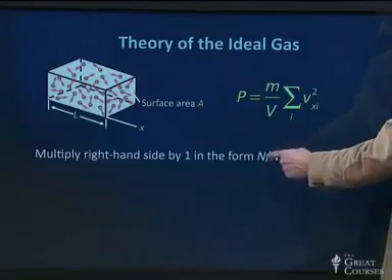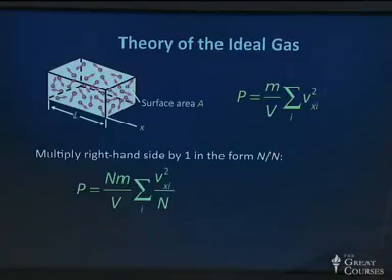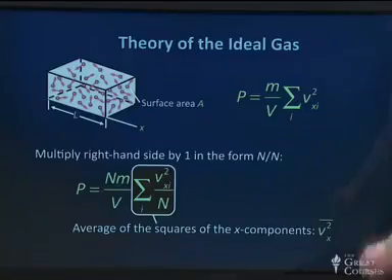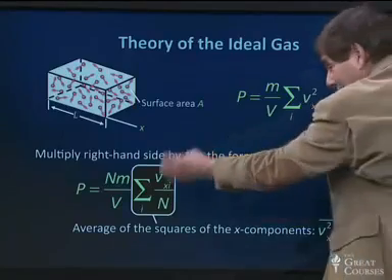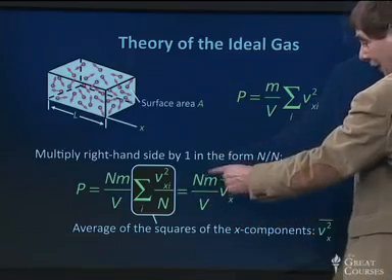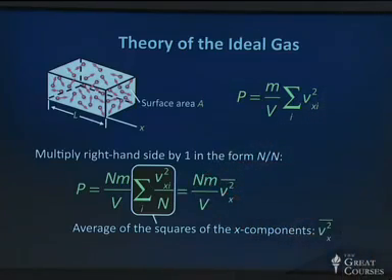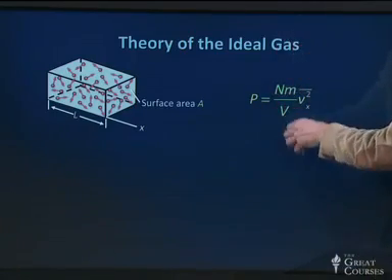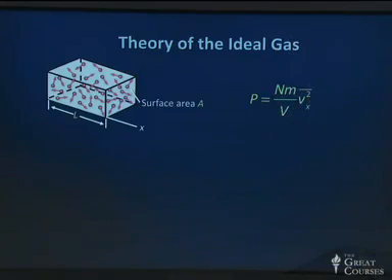Multiply the right-hand side by 1. I can multiply anything by 1, it doesn't change it, but I can multiply it by 1 in the form n over n, where n is the number of molecules. So I'm going to put one n on the outside and one n on the inside of that sum. That's fine because n is a constant. It just multiplies through that sum. That quantity is the average, because it's a bunch of stuff added up and divided by the number of terms. It's the average of the squares of the x components, and I'm going to call it v sub x squared average. So I'm going to write this in a more simple form, n m v sub x squared average. So there's what we've got now. The pressure is the number of molecules, the mass divided by the volume, times this average square velocity.